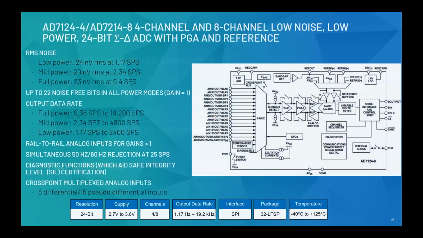Okay, here is an example of a sigma delta ADC, the AD7124, which is an 8-channel or a quad channel offering that we have. As you see, the sampling speeds are very low here, right? You see that we could do from 1.17 samples per second to maybe 19.2K. But the advantage is that we get up to 22 noise-free bits, a very high resolution. The added advantage is we have a complete signal chain integrated.